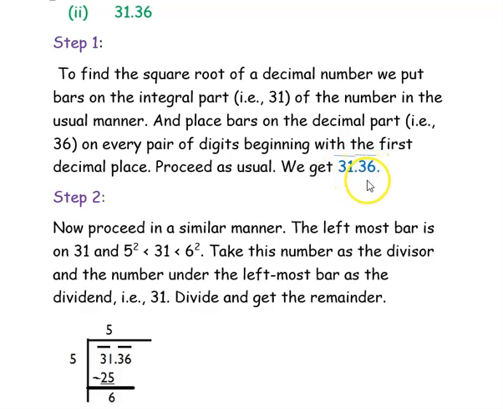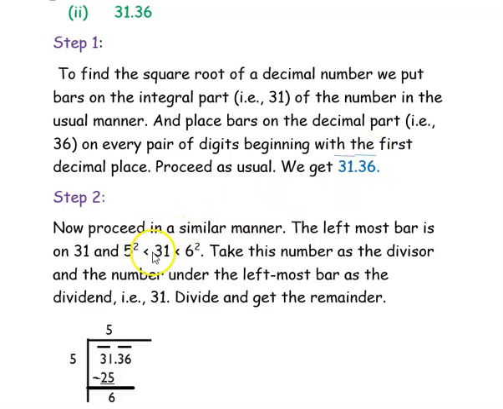Now, I am considering the decimal part. To place a bar on the decimal part, we have to start from the number next to the decimal point, that is in the tens place. Now I am considering 3 and I am pairing the next number, that is 6. So, 36 is a pair and I have placed a bar over this number 36.